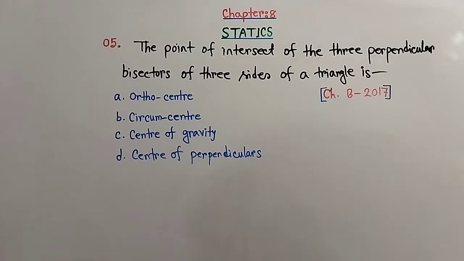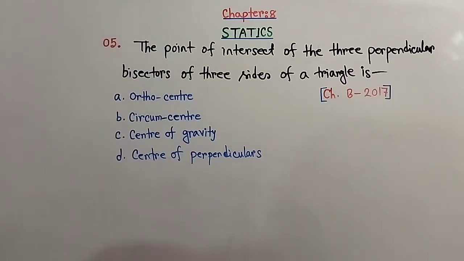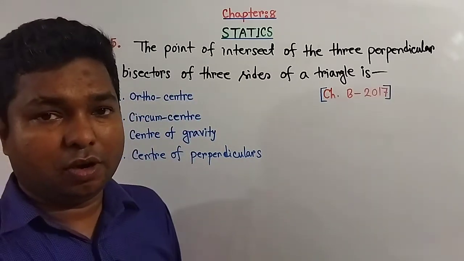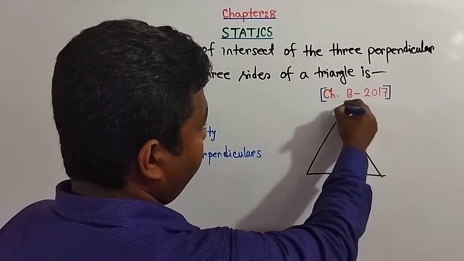Now our fifth question: the point of intersection of the three perpendicular bisectors of the three sides of a triangle is what? Let ABC be a triangle.